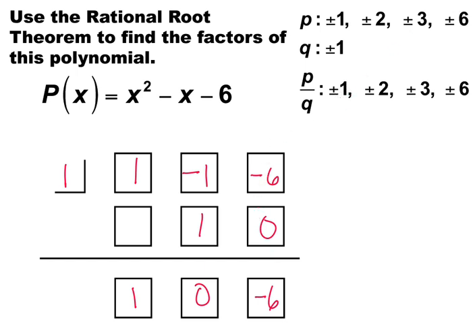So let's try x equals -1. We'll put -1 here, and the coefficients of the polynomial here. Bring down the 1, multiply it by -1. We get -1. Multiply -1 by -1 to get 1. -6 and 1 is -5. This also is not 0, so this is not a root.